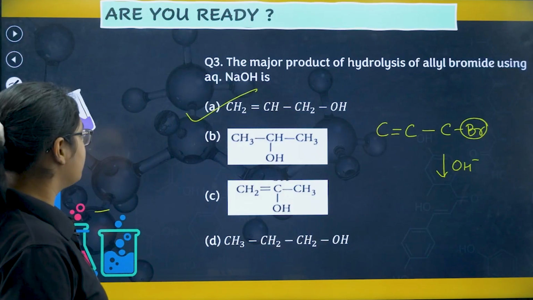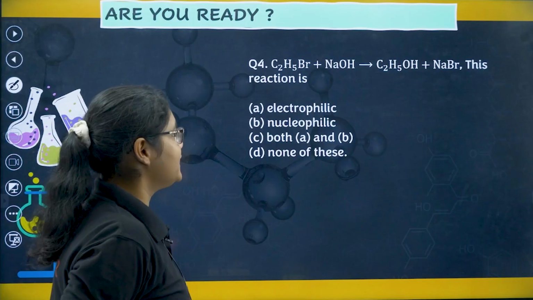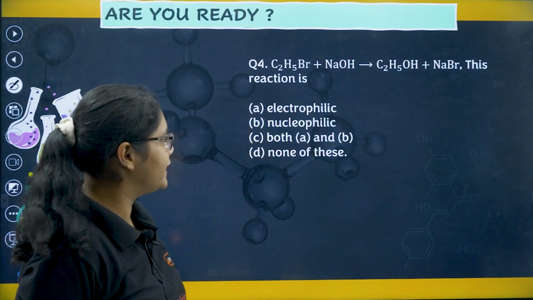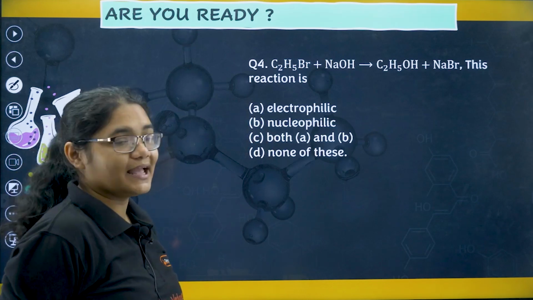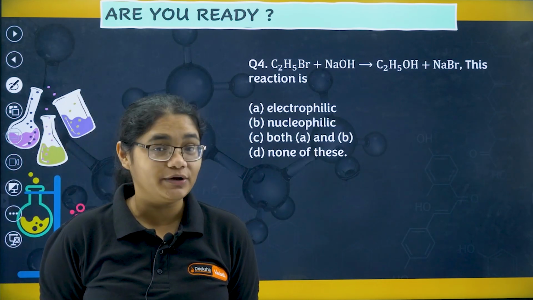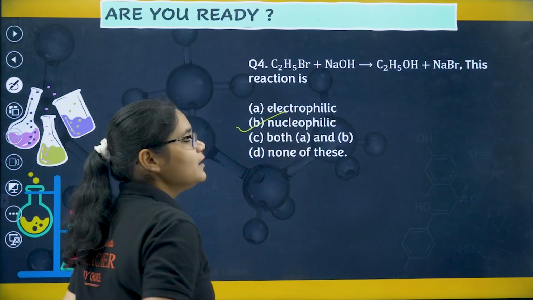Now moving to the next one. C2H5Br plus NaOH gives you C2H5OH plus NaBr. This reaction is, so we have just seen what this reaction is. This is nucleophilic substitution reaction. So that is why it is option number B here.